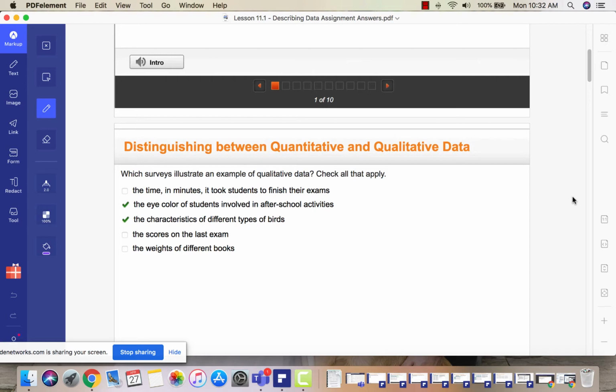The eye color of students involved in after-school activities would be qualitative because it has to do with a quality, eye color, of a student. The characteristics of different types of birds, again, would be qualitative because it has to do with characteristics, that keyword there. It doesn't have anything to do with numbers. The scores on the last exam would be quantitative because it has to do with numbers. The weight of different books is quantitative because it has to do with numbers.